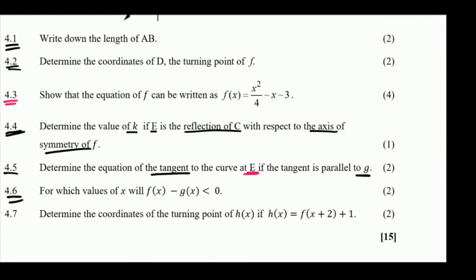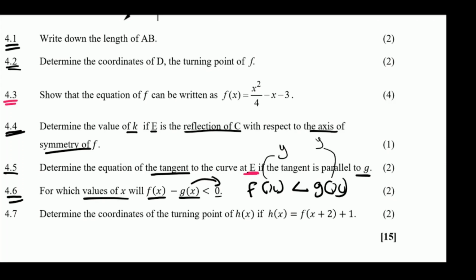Okay, now 4.6, we are asked to find the values of x such that f of x minus g of x is less than 0. Right, so we can just transpose the g of x to the other side and you'll have f of x is less than g of x. So always remember, when you talk of f of x, we're talking of the value of y. When you talk of g of x, we're talking of the value of y. So you're looking at the behavior of the value of y in the graph of f of x and the graph of g of x.